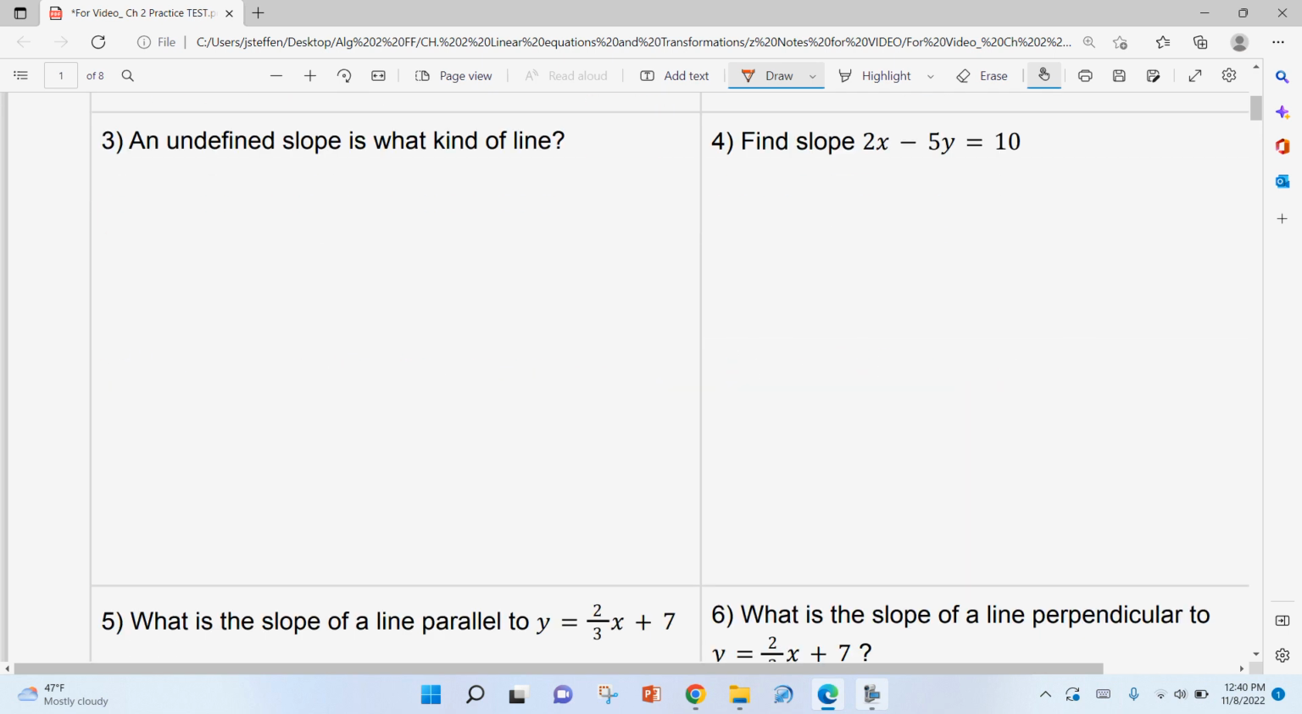So number 3, the opposite, an undefined slope is what kind of line? This is a vertical line. So again, these 2 don't take very long if you study and if you know the answers. And again, there's going to be a lot of those later with the transformations, where if you study, they're not going to take too long.